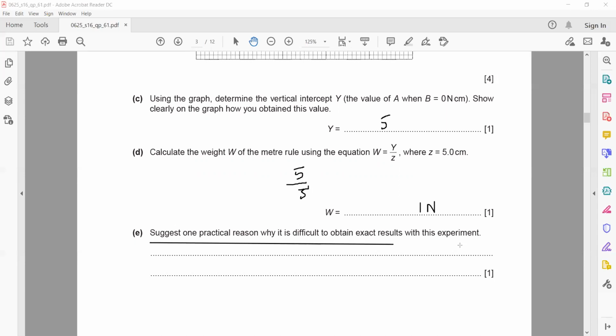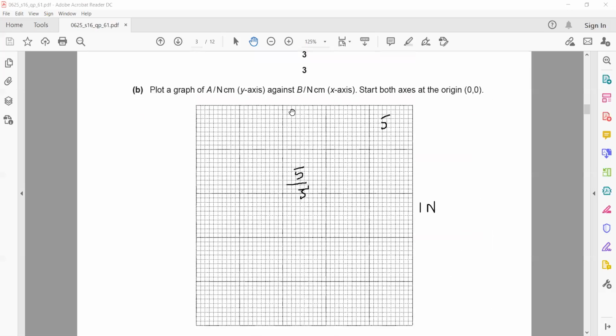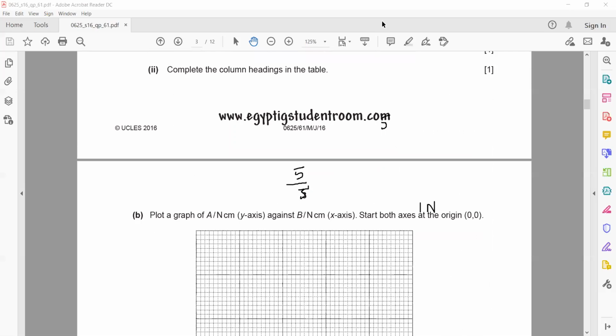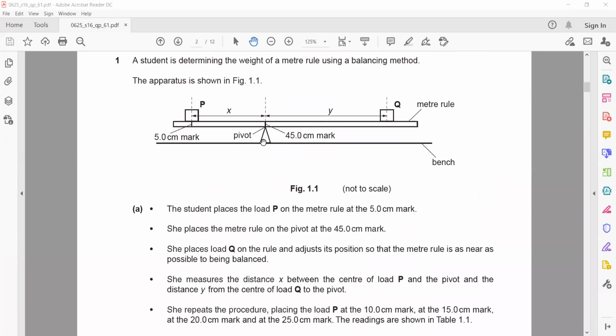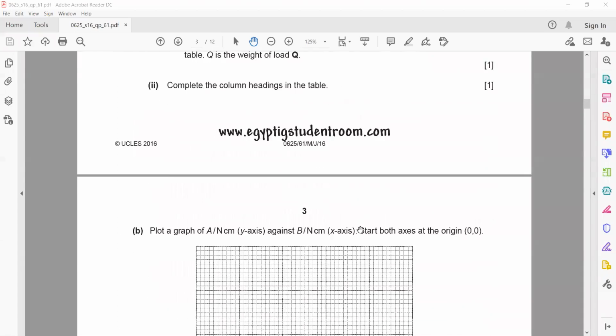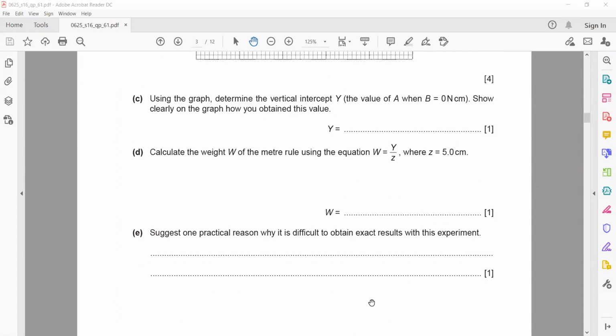Then suggest one practical reason why it is difficult to obtain the exact result. Basically, what is the practical difficulty in the balancing experiment? First thing, it is difficult to balance a meter rule when there are loads placed on it. Like maybe the pivot moves, maybe the masses slide down. There are many factors. Any sensible answer is acceptable here.